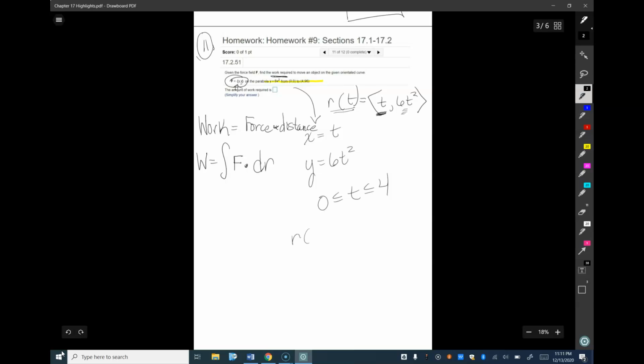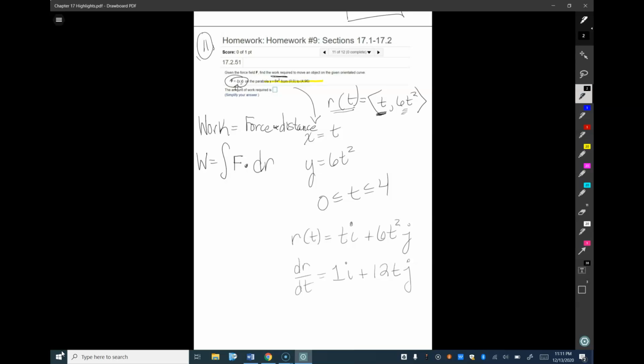So we know that r of t is equal to, I'm going to write this with i's and j's, t i plus 6t squared j. If we take the derivative of both sides with respect to t, we get that dr dt is equal to 1 i plus 12, if we bring the 2 out, t j.